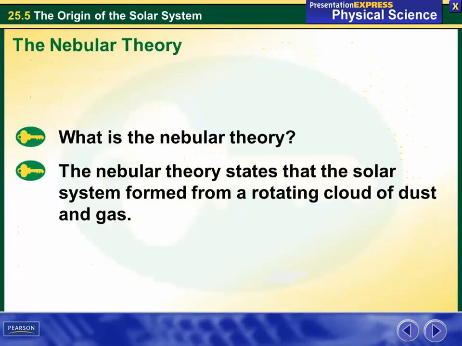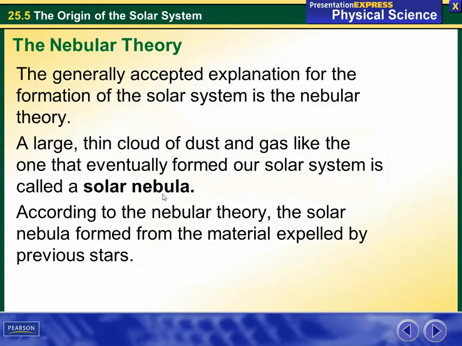And the one theory that we have that supports all those is what is called the nebular theory. So the nebular theory states that the solar system formed from a rotating cloud of dust and gas. So that's kind of just a general overview. Again, there's much more specifics in it, but we'll get into that now.